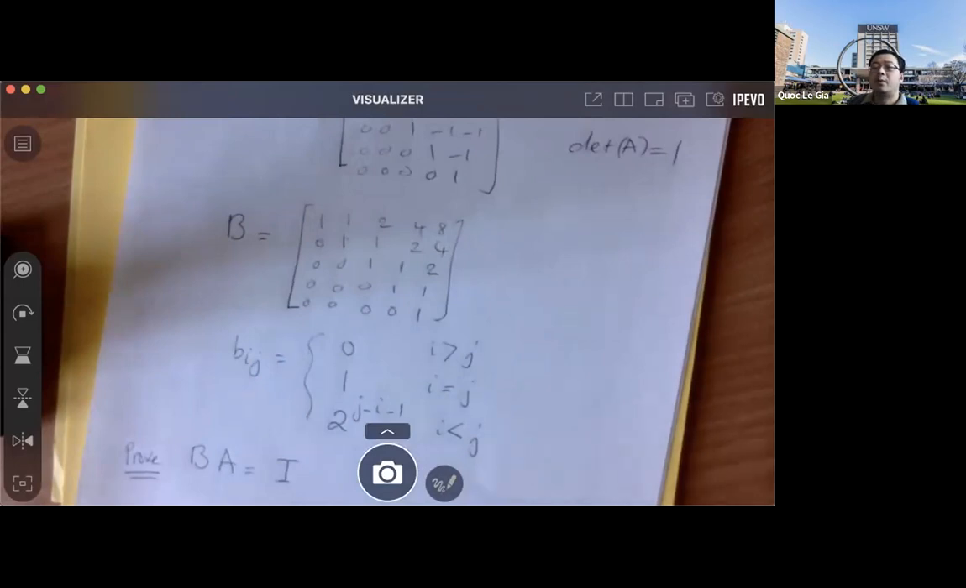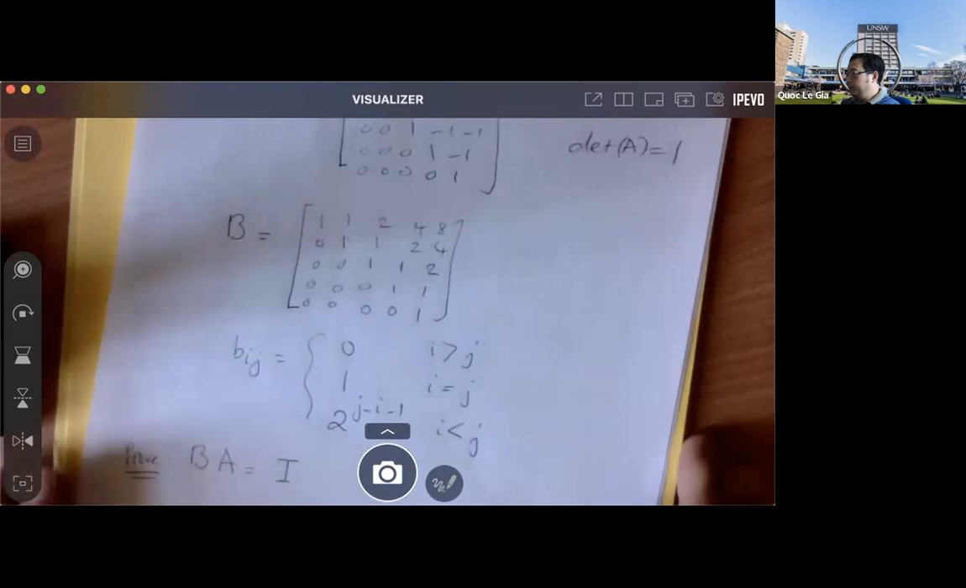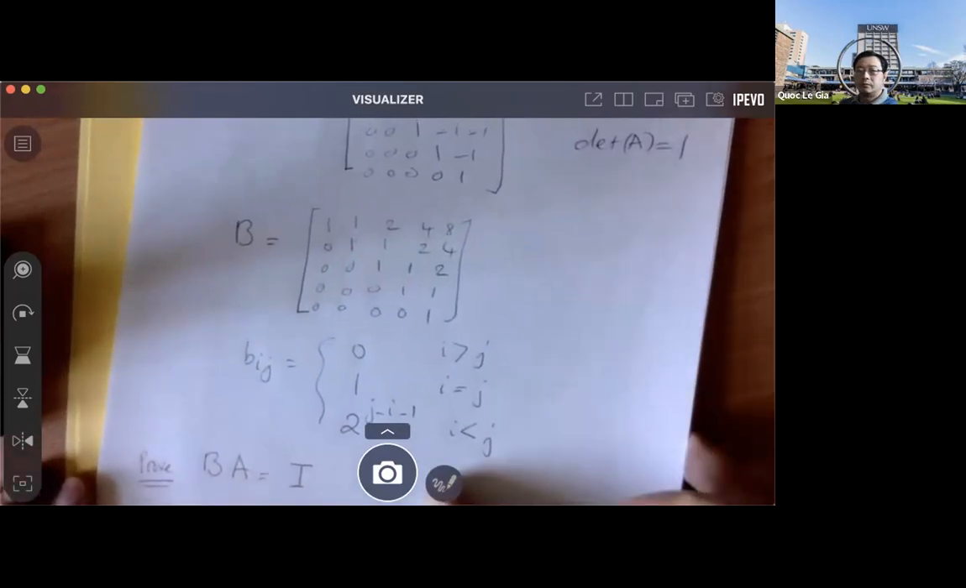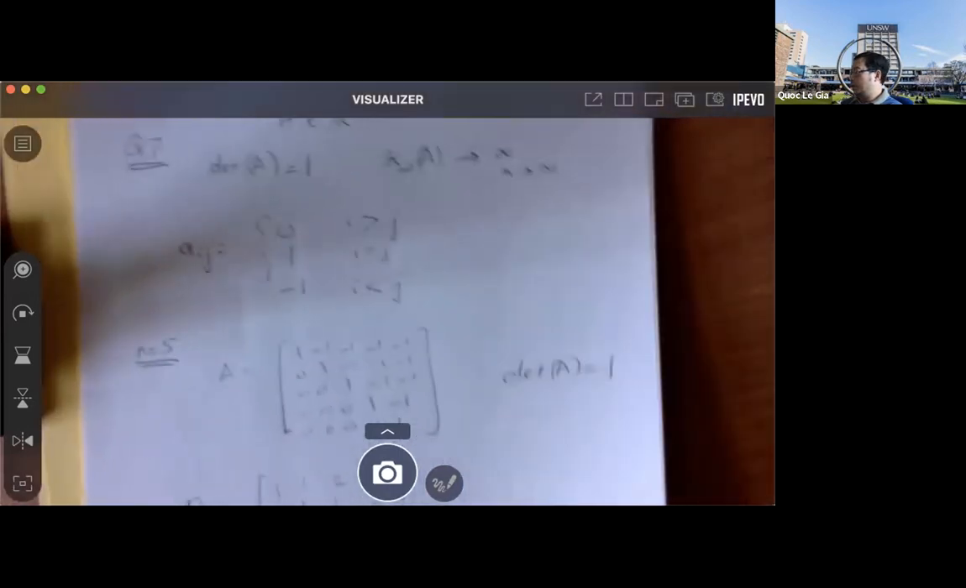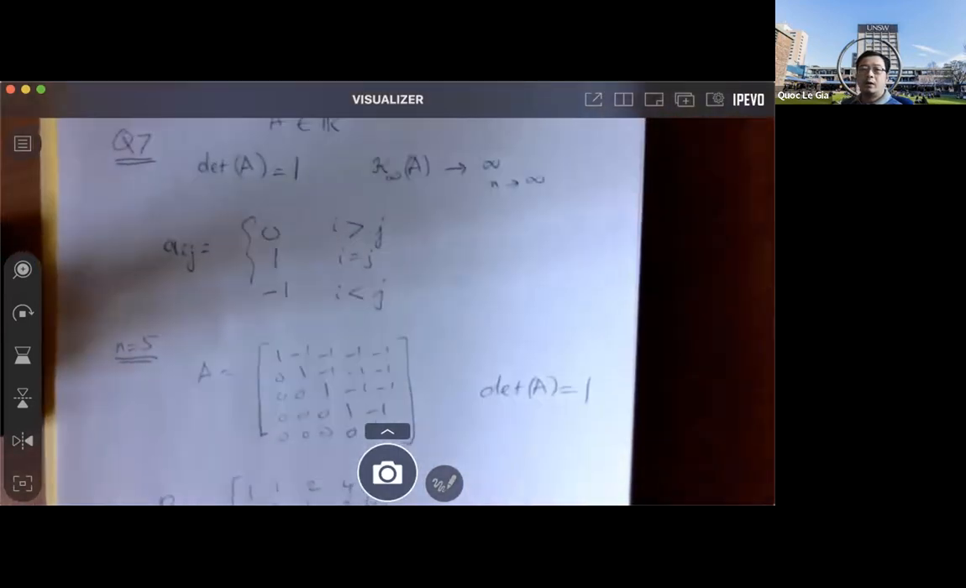But now we need to prove it for a general n, because MATLAB cannot run for infinitely many n, right? So now you need to prove it. You need a theory. So how do we prove it? We have to prove it by the formula, right?